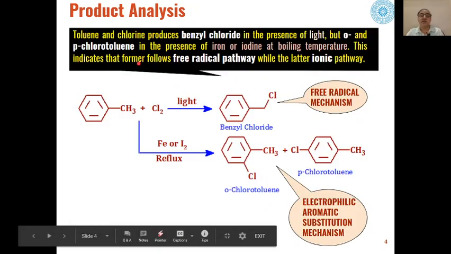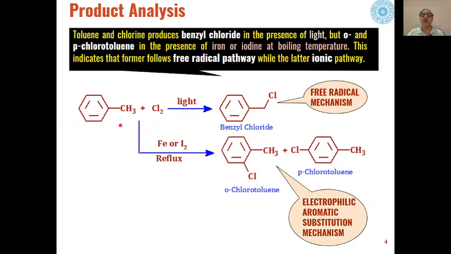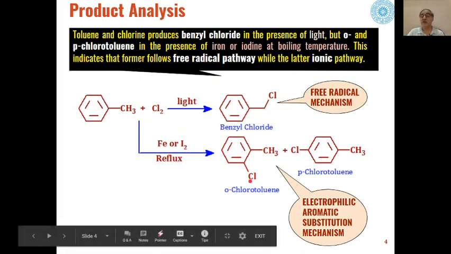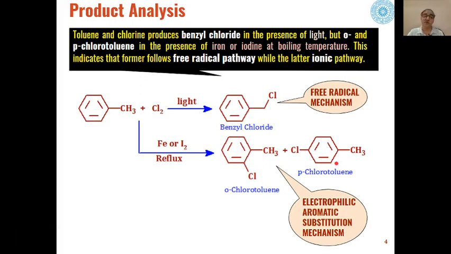Then another example: if we take toluene and react it with chlorine in the presence of light, the product formed is benzyl chloride. Whereas when the same reaction is done in the presence of iron or iodine under reflux temperature, we get a mixture of ortho and para chlorotoluenes.